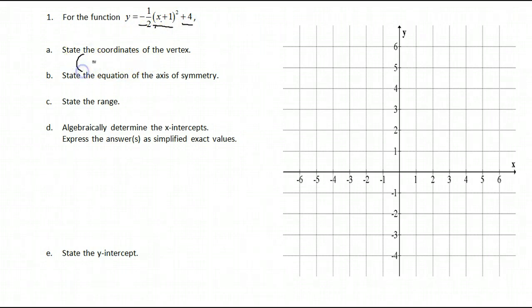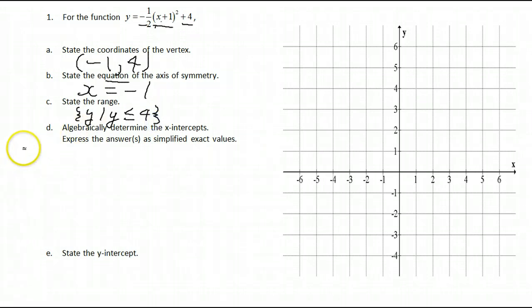So what's that do to the vertex? 1 left, negative 1, up 4. Next, the equation of the axis of symmetry. That goes through the x-coordinate of the vertex: x equals negative 1. I think that was generally well done, because a lot of times people will just write the negative 1, but it's an equation, so it's got to have an equal sign. State the range. It opens down, so it has a maximum. The maximum is the y-coordinate of the vertex, so it's the set of all y's such that y is less than or equal to 4.